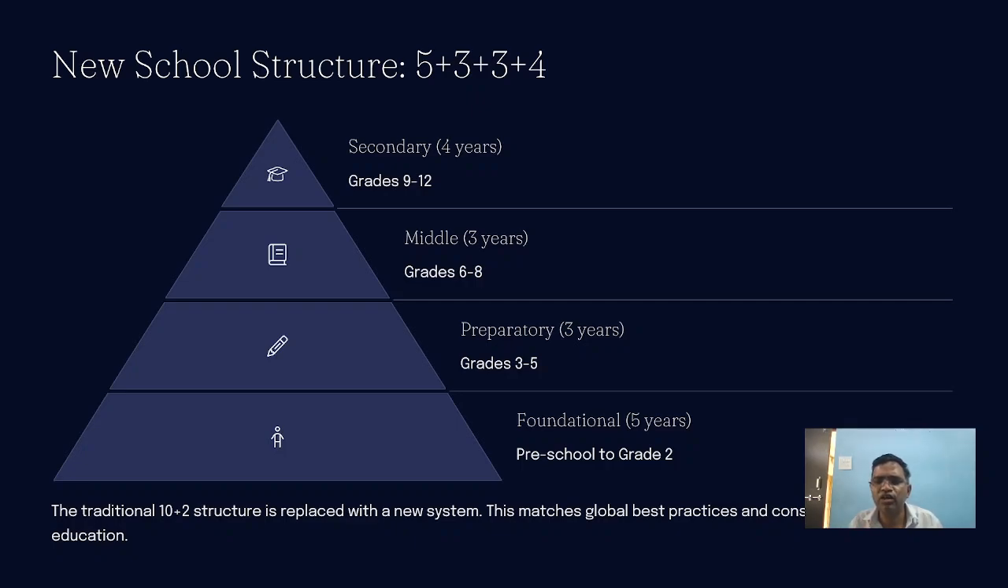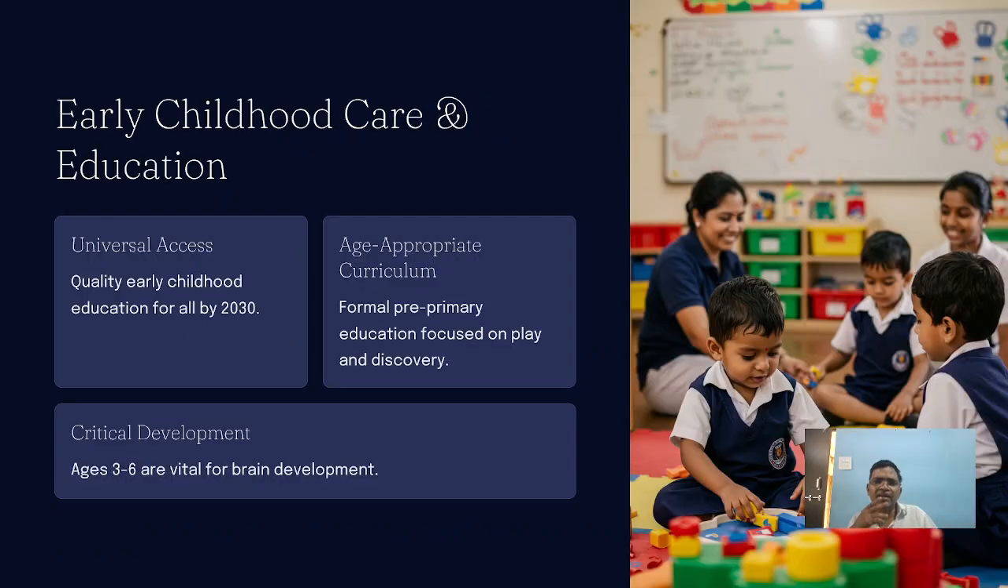This matches the global best practices and considers early child education. Okay, once again I'm going to tell this. The preschool is 5 years, and preparatory is 3 years, and middle school 3 years, and secondary is 4 years. So early childhood care education.